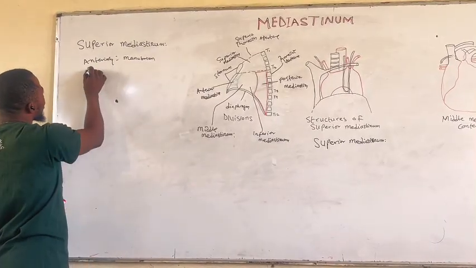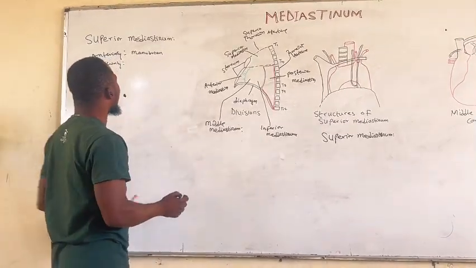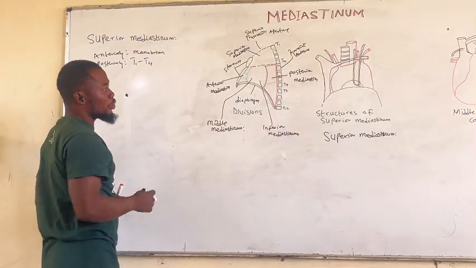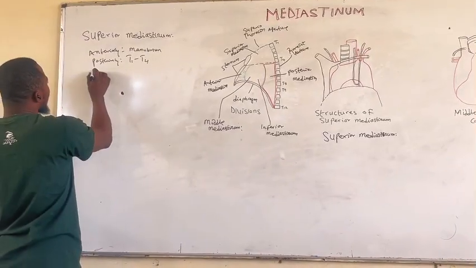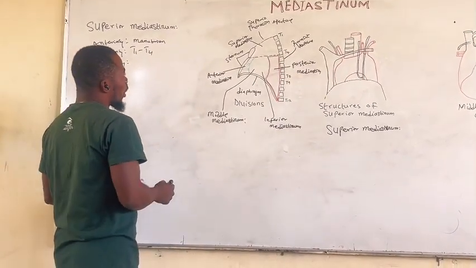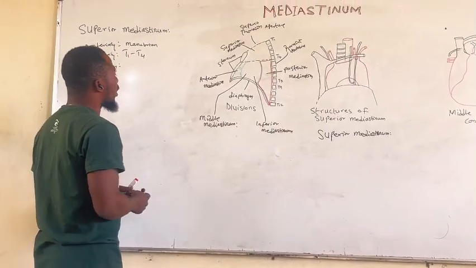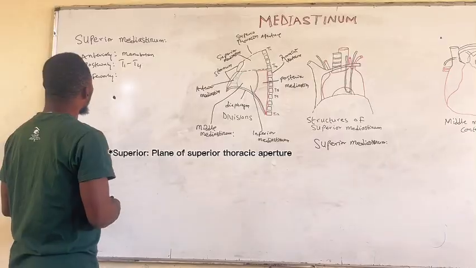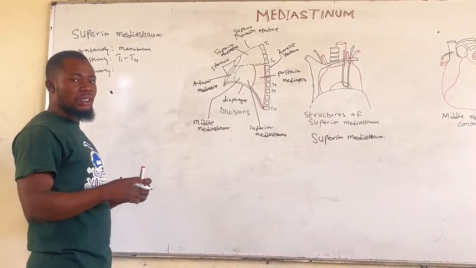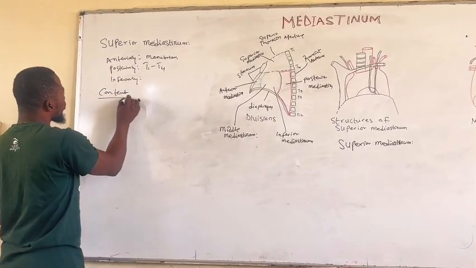It is bounded posteriorly by the upper four thoracic vertebrae, T1 to T4. That is the boundary posteriorly, and it is bounded inferiorly by the transverse line that runs from the mid-sternum to the lower border of the fourth thoracic vertebra. So these are the boundaries of the superior mediastinum, and at the lateral aspect, it is bounded by the mediastinal pleura.